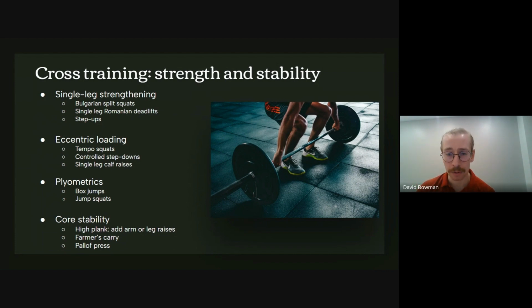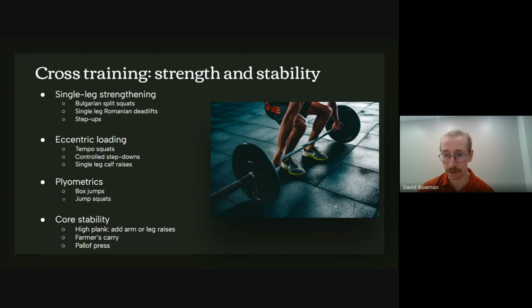The second domain I want to talk about is eccentric loading. And so going back to what we said with downhill running, eccentric loading is going to be important because it helps us create more strength in that muscle as the muscle is lengthening out. So this is an important consideration for stability as we're maybe descending quickly or down a hard downhill during our trail run. Movements I like to think about here are our tempo squats. So slowly going down to the bottom of the squat over the course of 4 seconds, pausing for a second at the bottom, going slowly back up over 4 seconds and repeating.